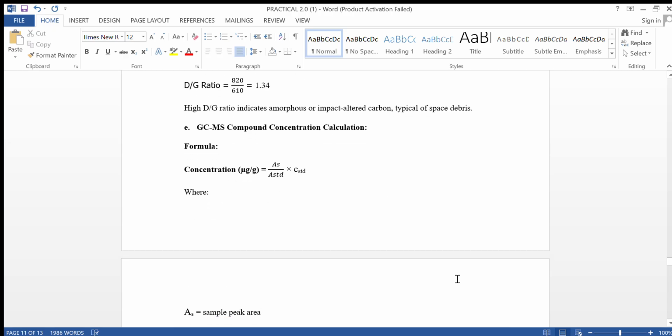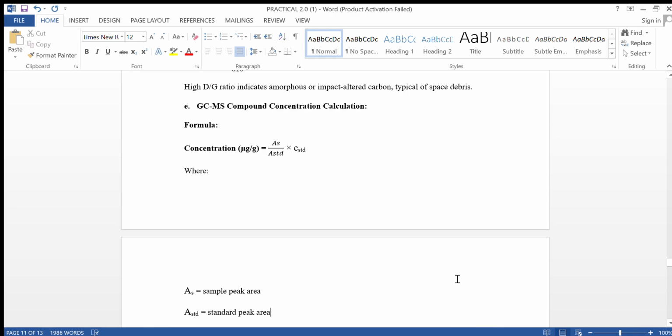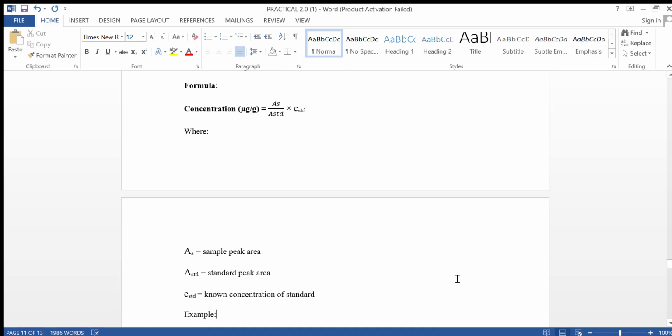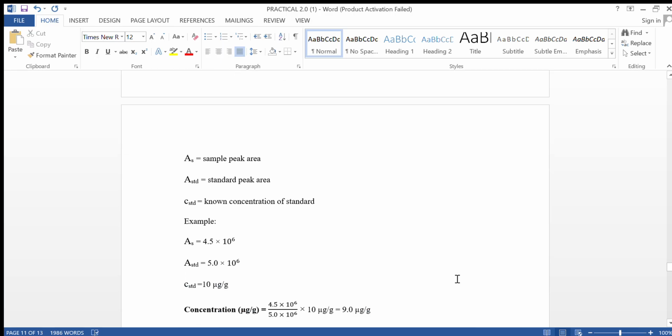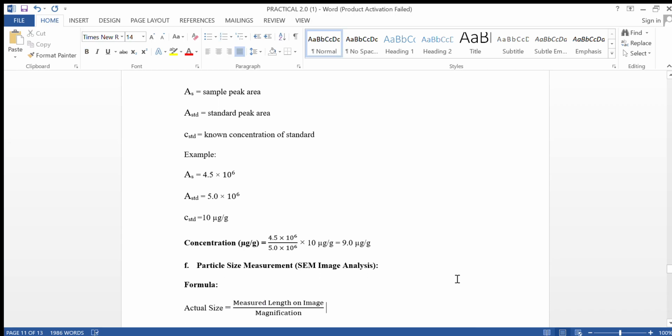GCMS compound concentration calculations. The formula is concentration in microgram per gram equals AS over ASTD multiplied by CSTD, where AS is the sample peak area, ASTD is the standard peak area, and CSTD is the known concentration of the standard. An example is given below. These are the values for AS, ASTD and CSTD. We put the values in the formula and we get the result 9.0 microgram per gram.